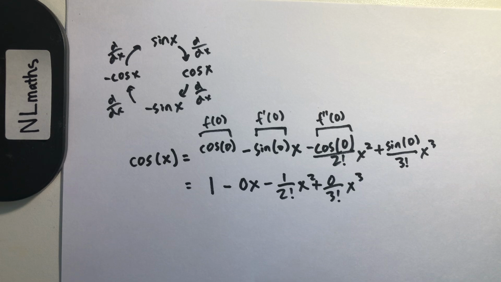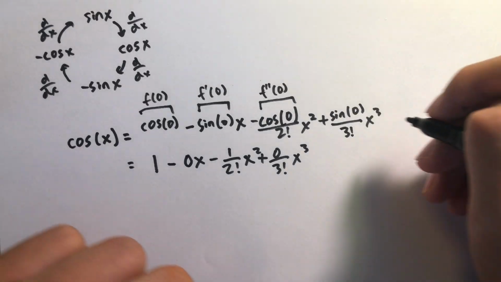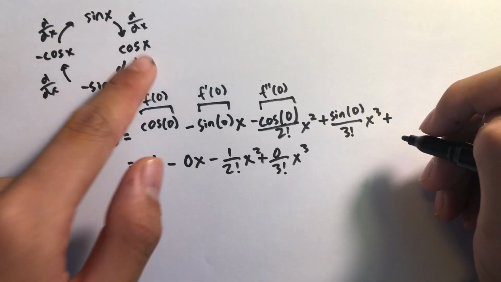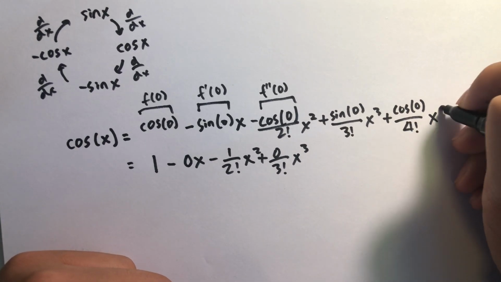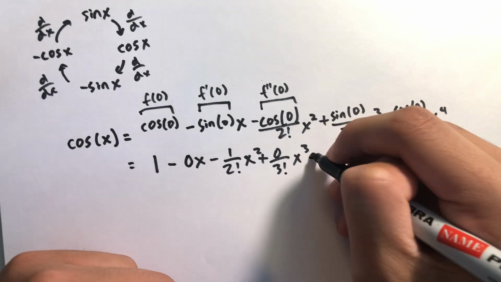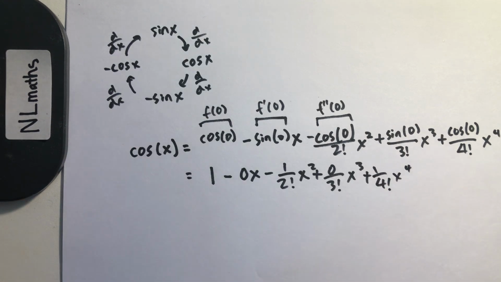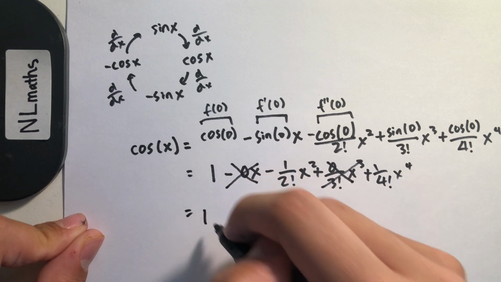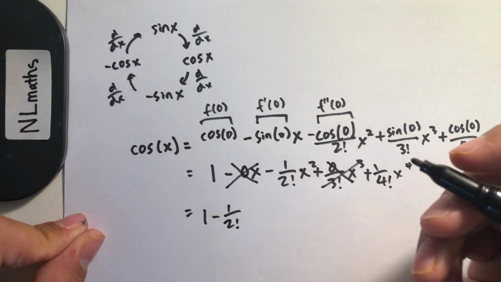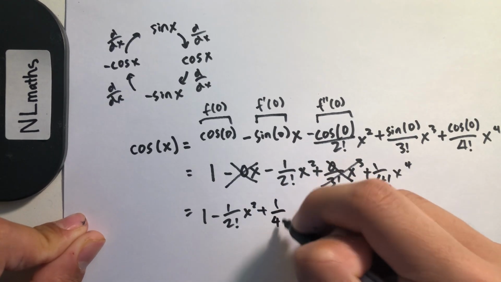And what we're going to see here, actually, I want to expand it to one more term, because our Euler's one uses one more term as well. So plus, and then the derivative of sine is cosine. So that'd be cosine of 0 over 4 factorial x to the 4. And then this is going to be plus 1 over 4 factorial x to the 4. So we can see that some terms cancel out. This one's gone. This one's gone because it's a 0, which means that this would be 1 minus 1 over 2 factorial, which is just 2, x squared, plus 1 over 4 factorial x to the 4.